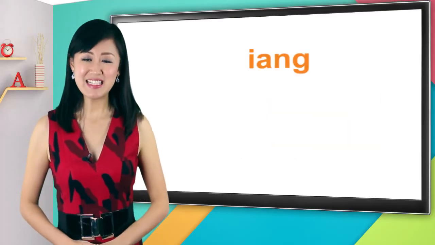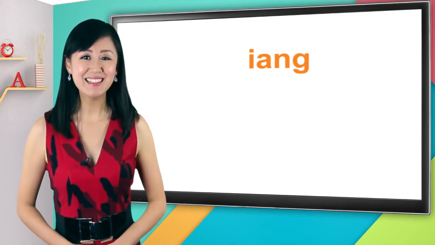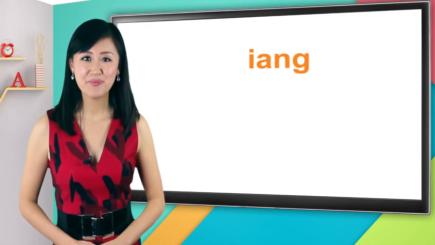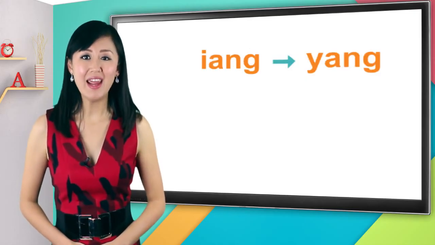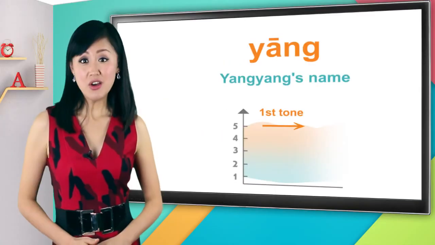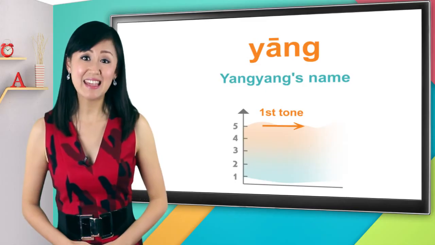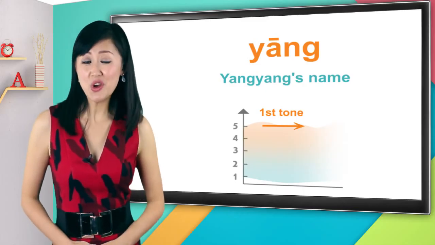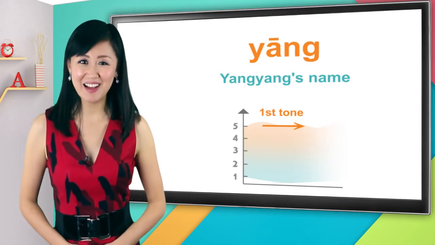Last but not least for this lesson is iang. That's pronounced yang. Yang. If it stands alone, it's spelled as yang, like my name. My name is Yang Yang with 2 first tones. So, if you ever see me in person, you should not call me Yang Yang like most Americans who don't know Pinyin. Now you know better, so you should call me Yang Yang.